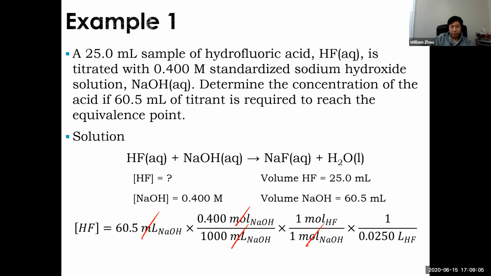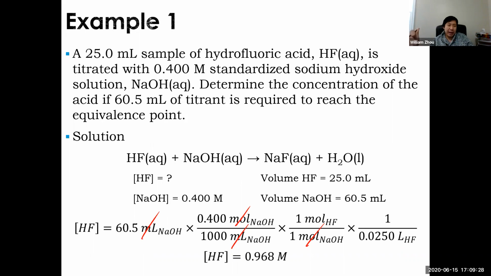I need the concentration of HF. So I have the moles. All I have to do now is divide by the volume, moles per liter, and I convert the 25 milliliters into liters. So I do the division. Finally, you put this in your calculator. You get 0.968 moles per liter. That will be the concentration of that acid.